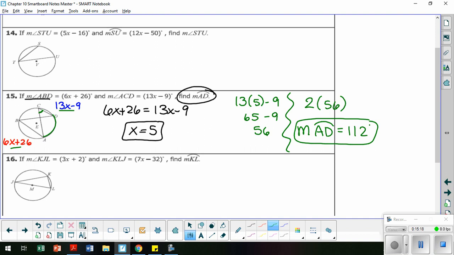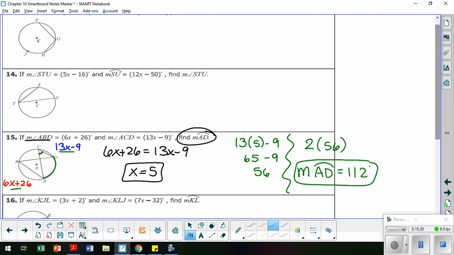Let's go up to 14 since I didn't do it. The measure of angle STU, so this guy right here, is 5x minus 16. The measure of the arc SU is 12x minus 50. Remember, the angle is going to be half the arc. So 5x minus 16 equals 12x minus 50 over 2.